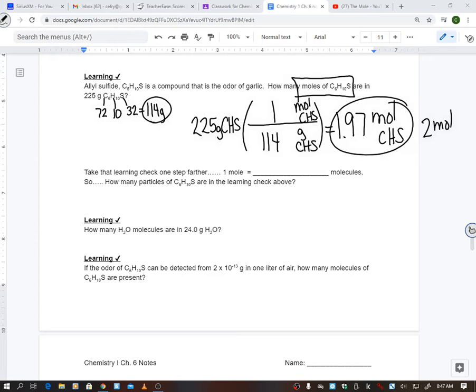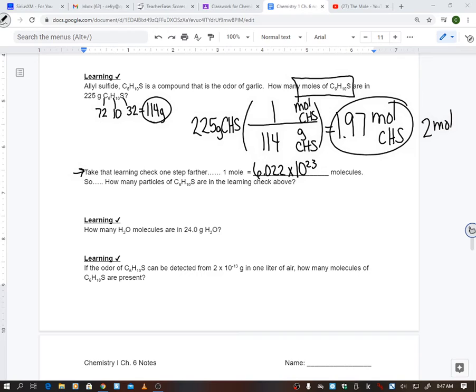Okay, so now that we have 1.97 moles of C6H10S, it's like I said a second ago. Let's say that I said, hey, I have 24 pencils, or I have 2 dozen pencils. If I have 2 dozen pencils, how many is that? You would say, oh, that's 24. Well, now I'm telling you, I've got 1.97 moles. How much is that? So that's what this next step is saying. Take that learning check one step farther. 1 mole, we know this is something we've been saying, is 6.022 times 10 to the 23rd molecules.